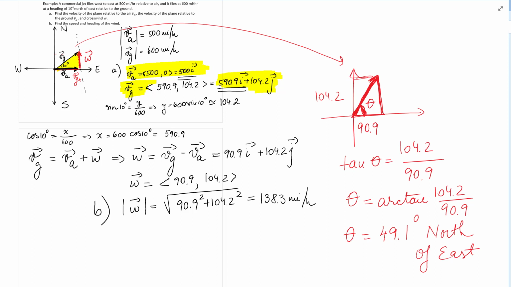And I redid this vector W. We can see that it's a little bit different, like why this one is slanted this way while this one is slanted differently. The reason is my velocity VG should have been much longer, because VG is 590.9 and this one is 500, so it should have been much longer. And then when we subtracted them, we could see how W would be slanted this way.